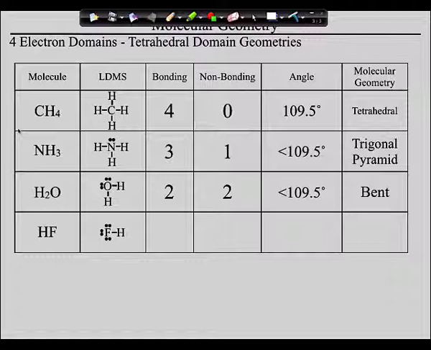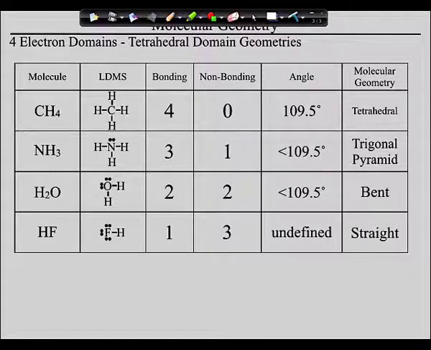Take a look at the fluorine. How many bonding domains are on the fluorine? 1. How many non-bonding domains are on the fluorine? 3. So take a look. What, and the fluorine is the green guy. What is not represented in this structure? 3 non-bonding domains. And what does that do to the angle? Nothing, because there isn't an angle. Guys, look at what's in my hand. You know enough about geometry to know this. 2 points do not define an angle. What do they define? A line. There is no angle. So guys, the angle is undefined. And what are we going to call a line? We call this line straight.